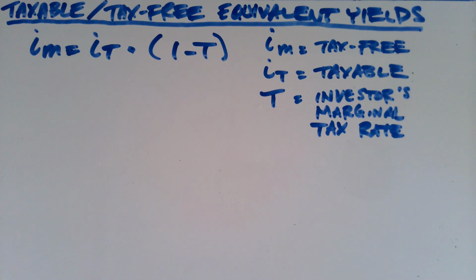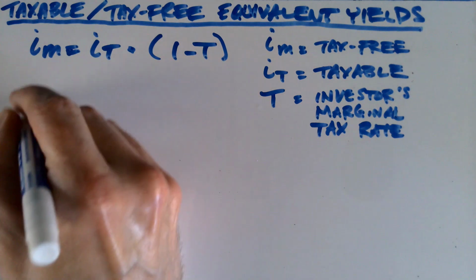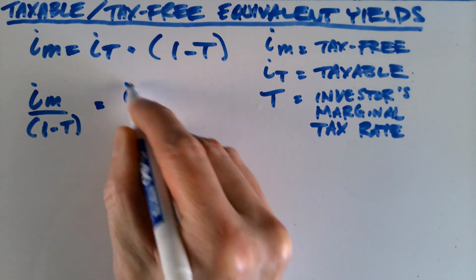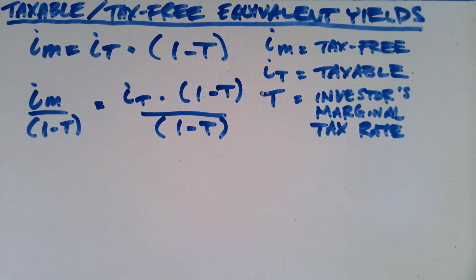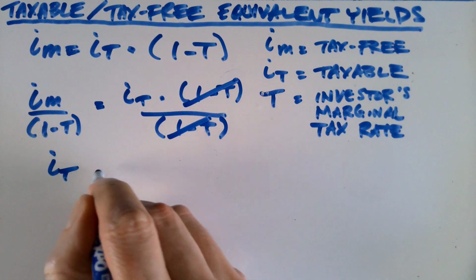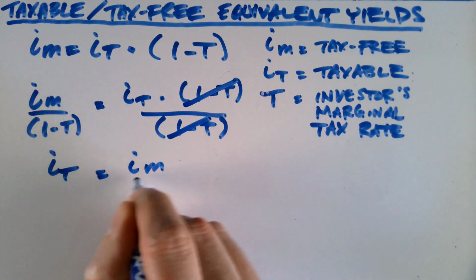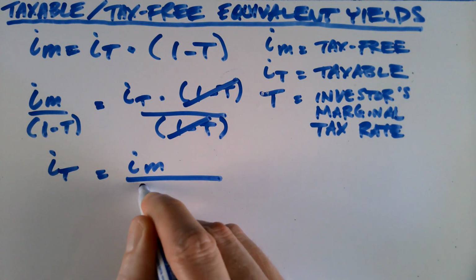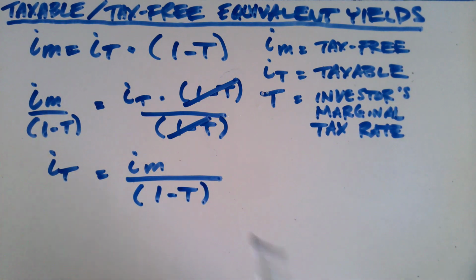And sometimes we're asked about it the other way. We're asked about the taxable equivalent yield, or TEY, which is another name for I sub t in our equation. And so we need to solve this thing for I sub t. And to do that, we are simply going to divide both sides by 1 minus t. Now note that the 1 minus t's cancel out, and we are left with the taxable equivalent yield being the tax-free equivalent yield divided by 1 minus t.